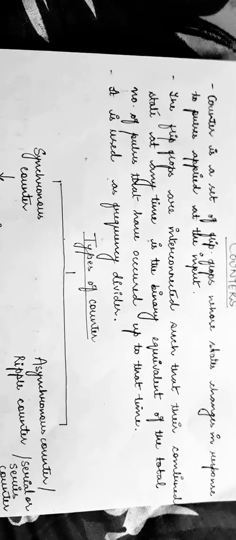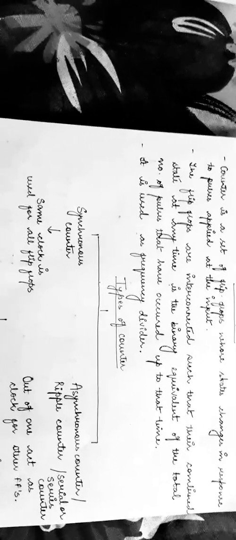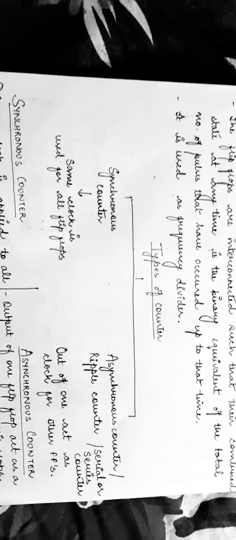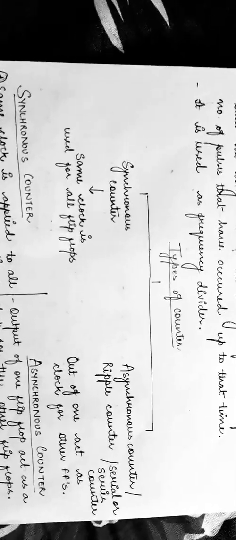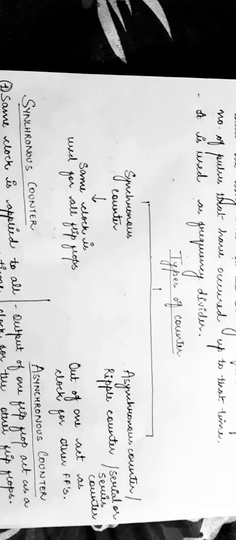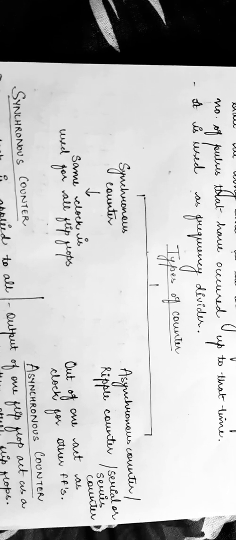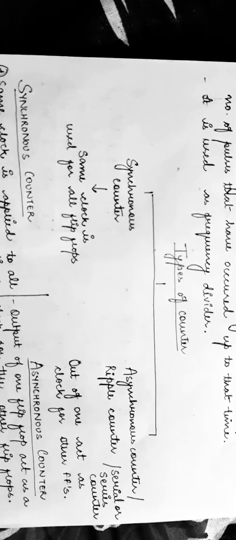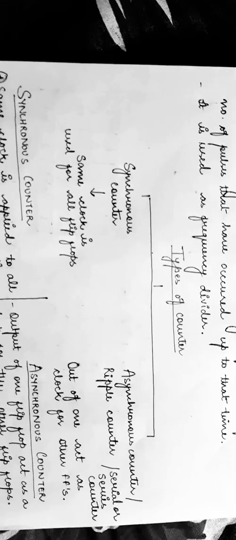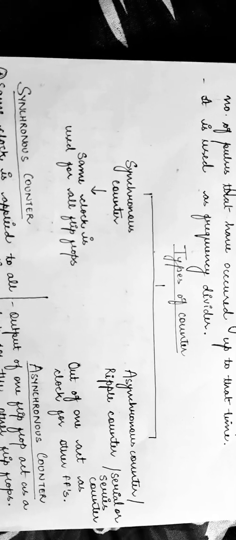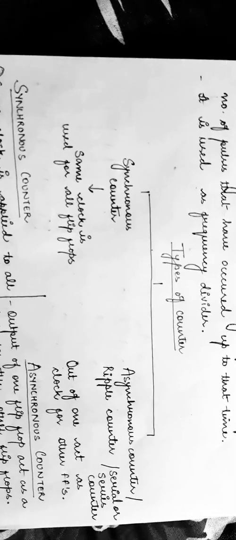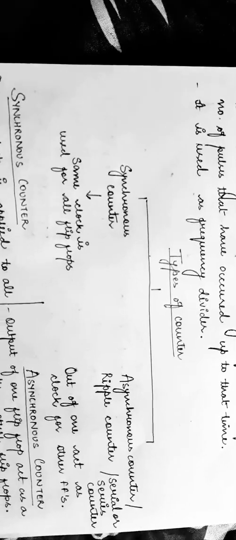So basically, counters are of two types. First is the synchronous counter and second is the asynchronous counter. In a synchronous counter, the same clock is used for all the flip-flops. The asynchronous counter, which we can also call a ripple counter or serial or series counter, is one in which the output of one flip-flop acts as the clock for the other flip-flops.